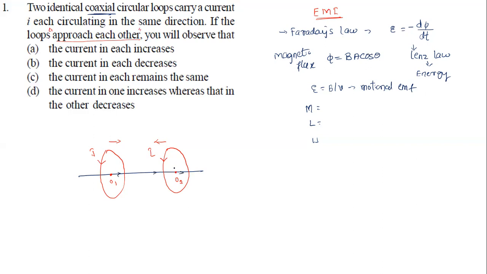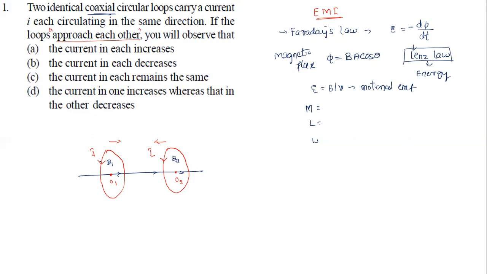Due to both the coils. So as they approach each other, what will happen? As they approach each other, the magnetic flux linked to both the coils is going to increase or decrease. Due to this, let's say B1, and due to this, let's say B2, and both are in the same direction. So the magnetic flux keeps on increasing. Yes or no? But here there is Lenz's law. What does Lenz's law say?